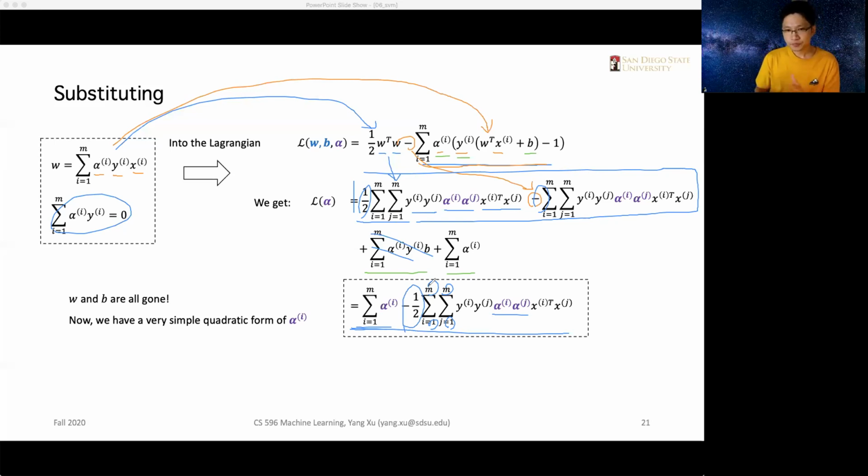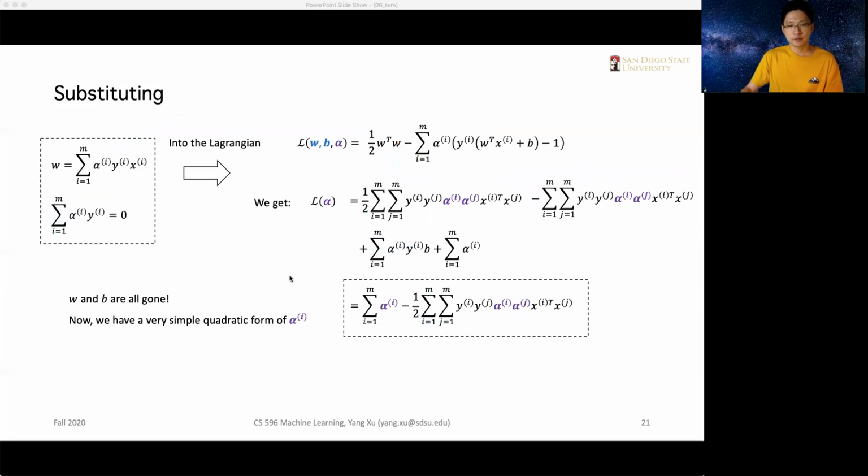Okay, so here this term basically, the quadratic term, contains all possible quadratic combinations across alpha i times alpha j. Okay, so given this very simple quadratic form with respect to alpha, the Lagrangian becomes this one.